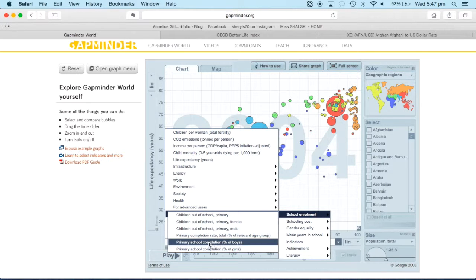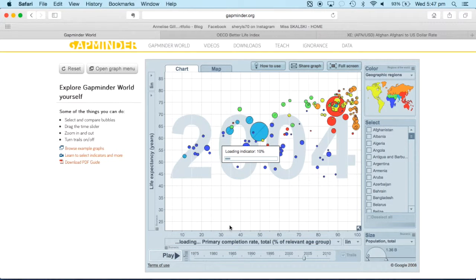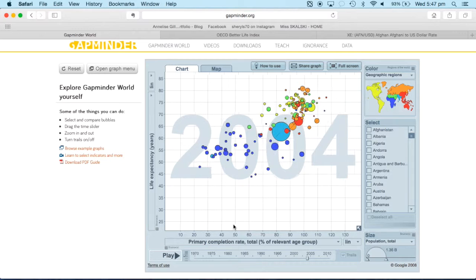We can probably look at primary completion. So the number of kids who are actually completing primary school, remembering that school isn't actually compulsory in many countries. So the countries over here, we have countries where only 24% of the population are actually finishing primary school.